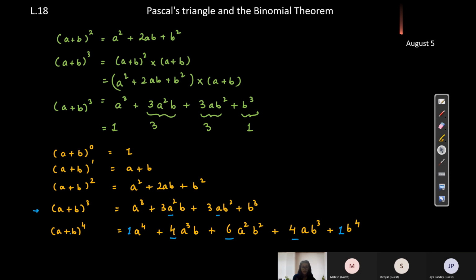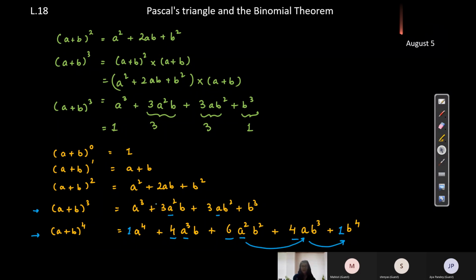Similarly, you can look at this expansion. First, you have a^4. From 4, it became a³. Then from a³, it became a². From a², you're getting a¹. And then here it disappeared completely. This is the pattern for a.